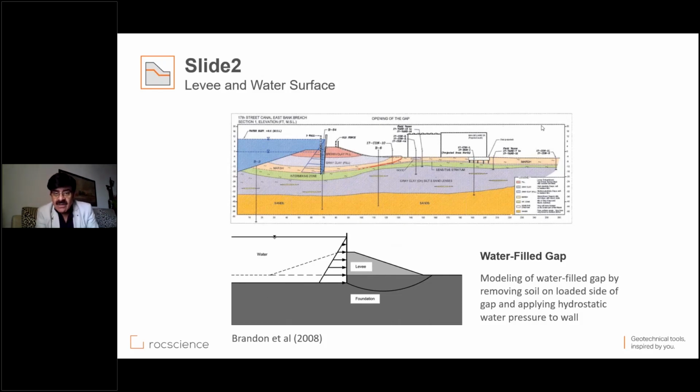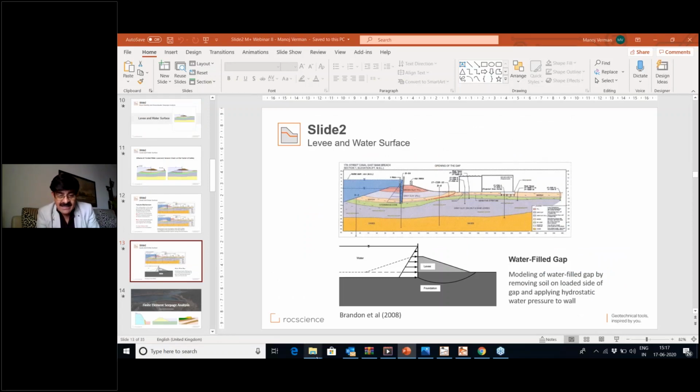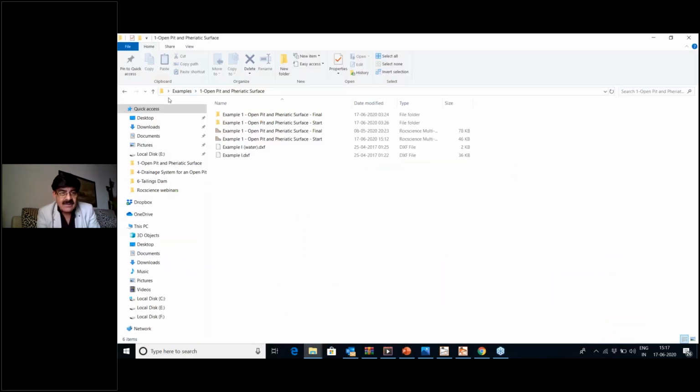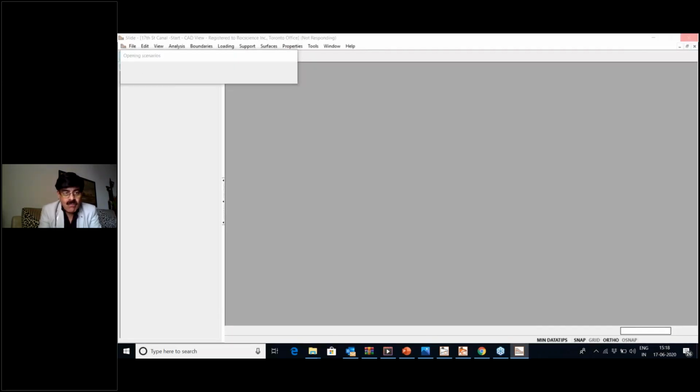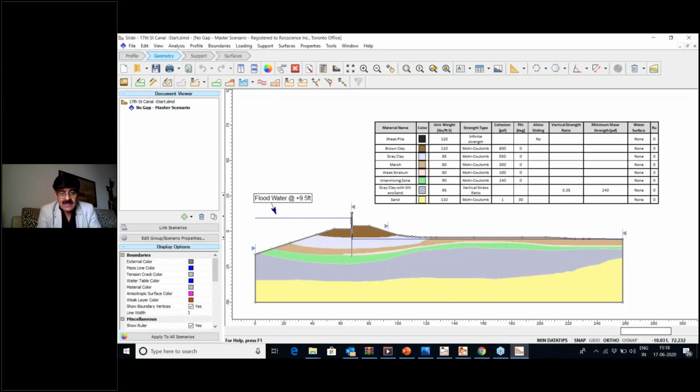We will bring it into the model, and for that we have to go to the example again, and the example is right here, Katrina, and we start the program. So the model is there for you to see, the levee and the water. You still can't see the water table as yet. We'll just create that.